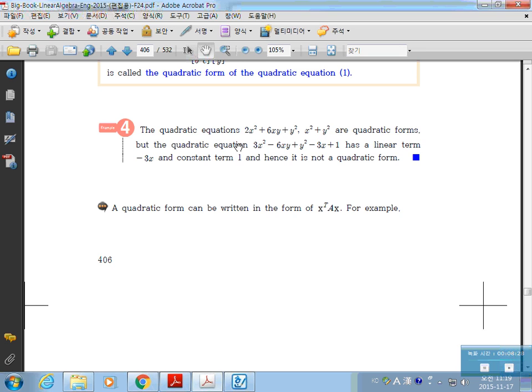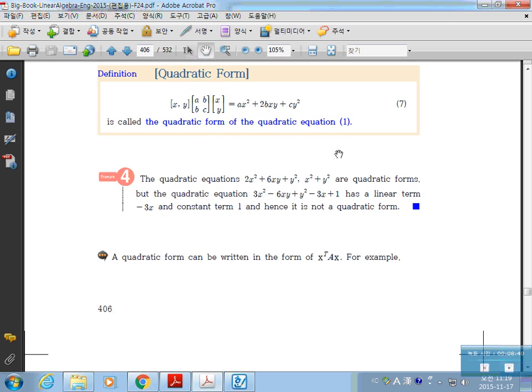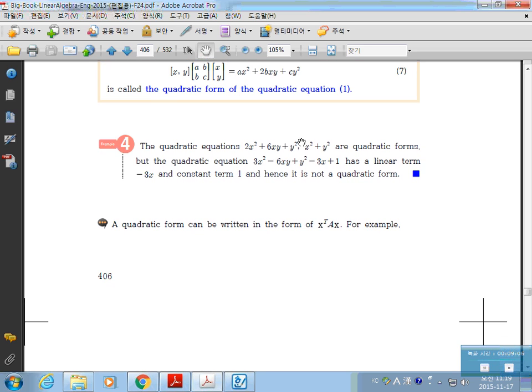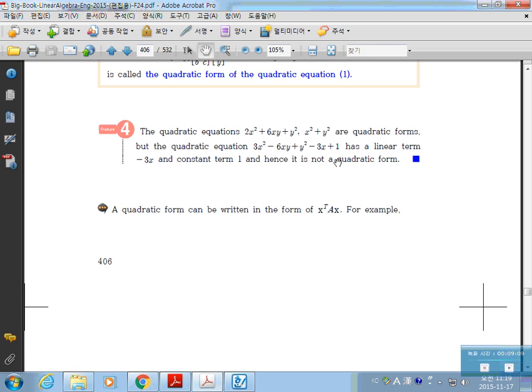But this quadratic equation has linear terms like minus 3x and a constant term 1, so it is not a quadratic form. As you see here, x squared has x and x, two variables. Here, y squared, y and y. And here, variables x and y, two variables. So in a quadratic form, every term has the same number of variables, but no linear term or constant term.